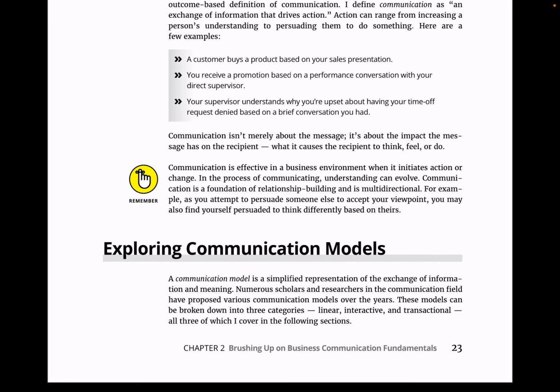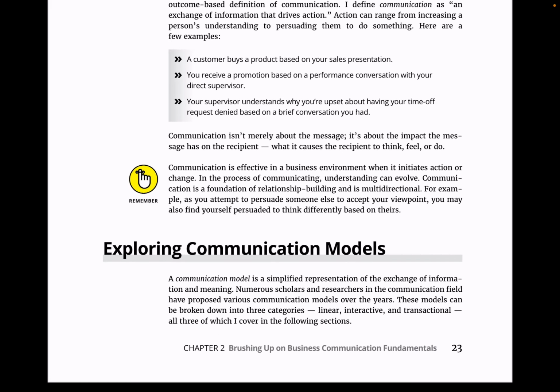Sorry, and not sorry, for donning my professional hat as I take you on a deep dive into communication models. Understanding these models and the components of communication they highlight is important, especially in a business environment, because it enables you to identify key factors that contribute to effective communication. Let's start with the first one, linear models.